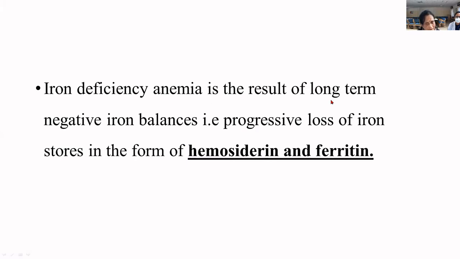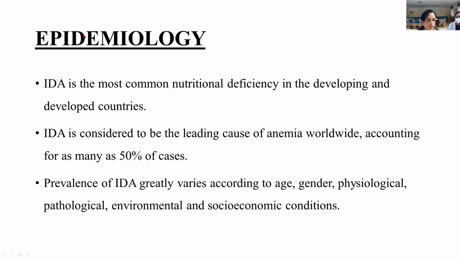So iron deficiency is a result of long-term negative iron balance. That is progressive loss of iron. So this says that our body has iron stores. So progressive loss of iron stores, in the form of, that means hemosiderin and ferritin are the storage forms of iron. So when there is progressive loss, it leads to iron deficiency.